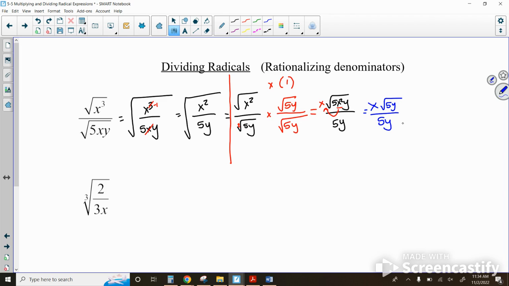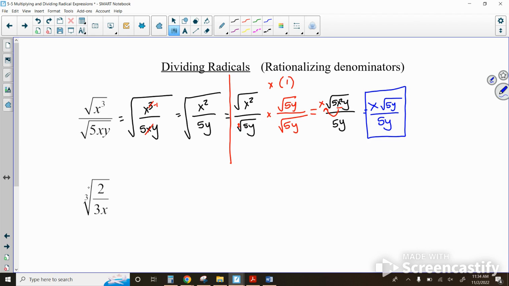Now, I want you guys to notice here that it looks like the 5y's can cancel. However, the top 5y's are on the inside, the bottom 5y's are on the outside. So they are not the same type of numbers, so you cannot cancel them out. But this equation is the exact same thing as this equation. It's the exact same value because all I did is multiply it by 1. But look, the denominator is no longer a radical, which means we have rationalized the denominator.